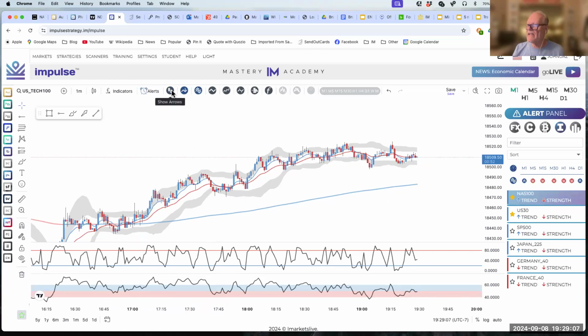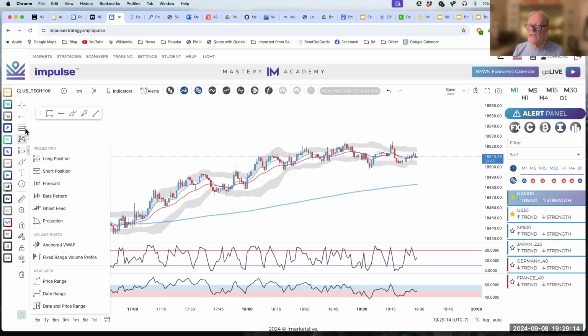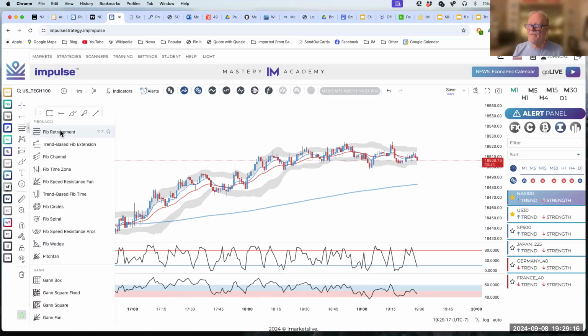I'll take the arrows off the candle so I can show Fibonacci. This is the Fibonacci tool right here. It's called the Fib retracement tool. Now on Impulse, it's a very, very pared back Fibonacci tool. It only shows a couple of levels, which are the strongest levels, but nonetheless, you've got to realize this is not a full Fibonacci tool on Impulse, but it's how they use it on this strategy, and it works very well.